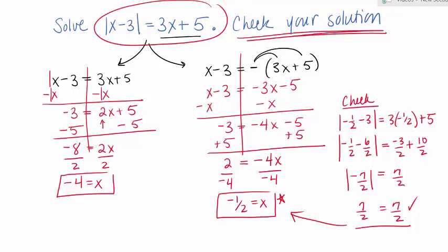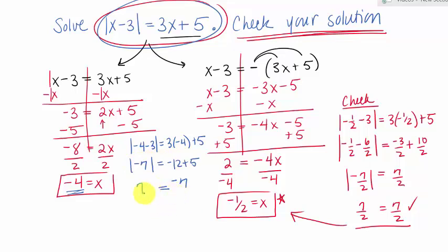Let's check our other solution. I'm going to use blue so we can see it a little better. So again, we're going back to this original problem. We're going to now plug in negative 4. So the absolute value of negative 4 minus 3 has to be equal to 3 times negative 4 plus 5. All right, let's work out each side and see what happens. When I work out each side, I get 7 is equal to negative 7. That is not true. Those two are not equal, so this is not a solution.